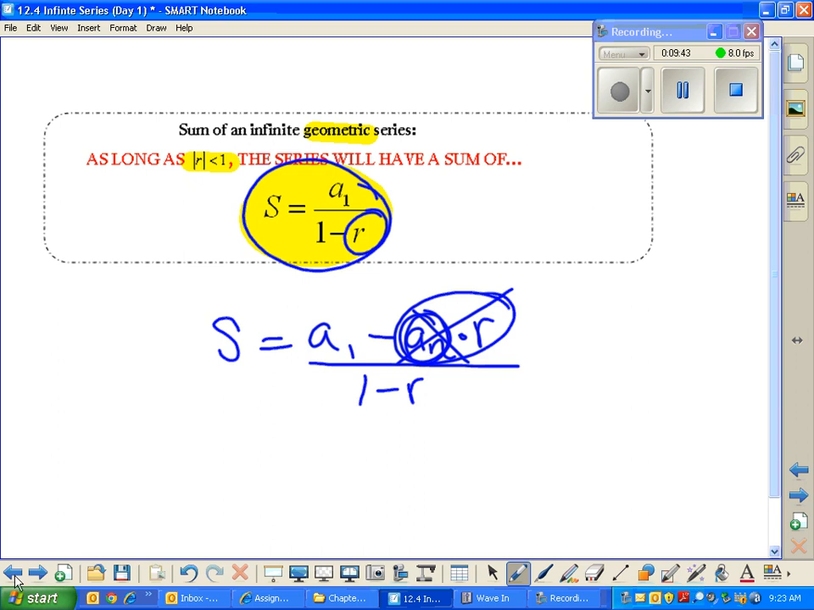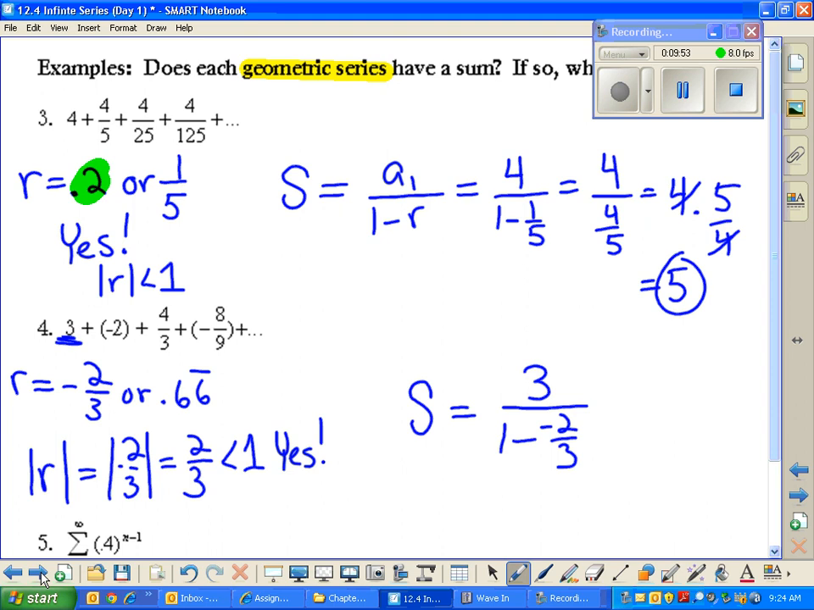Not the absolute value of R, but R is in the formula. So you're taking your original R value and plugging it into the formula, not the absolute value of R. Make sure you don't confuse that idea. So do you see I have 1 minus a negative 2/3, because the common ratio itself was negative, which means I'm going to add on the bottom. So I have 3, and then 1 2/3 is the same thing as 5/3.